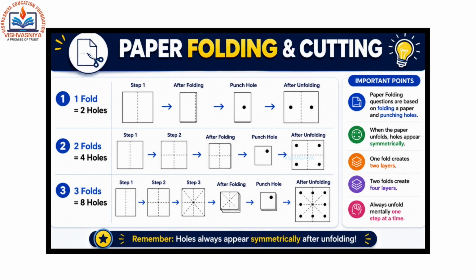Paper folding questions are based on folding a paper and punching holes. When the paper unfolds, holes appear symmetrically. One fold creates 2 layers. 2 folds create 4 layers. Always unfold mentally one step at a time.